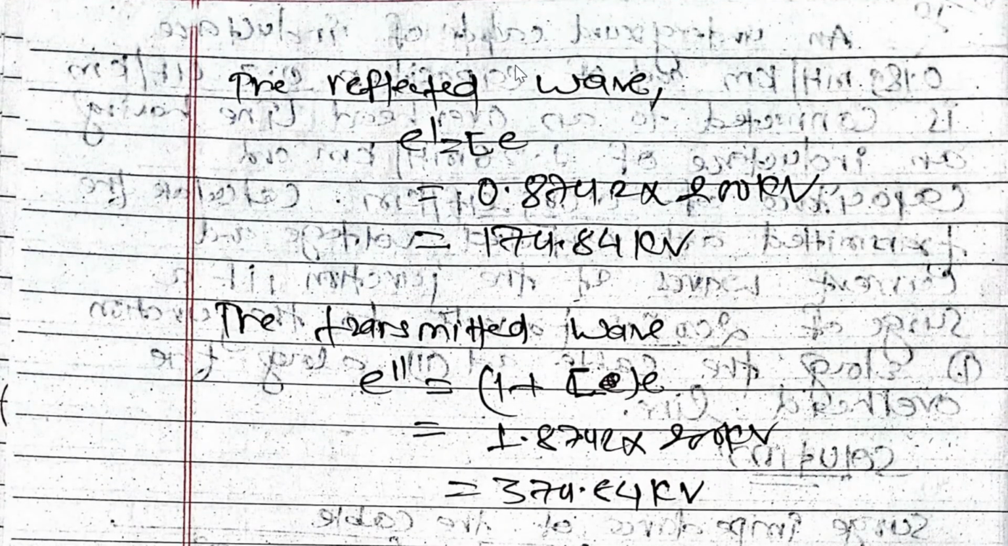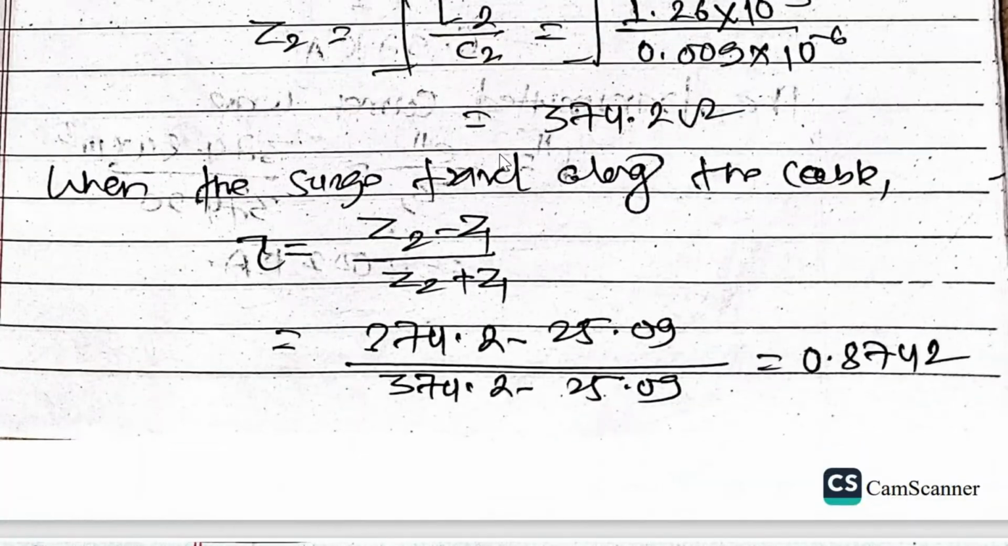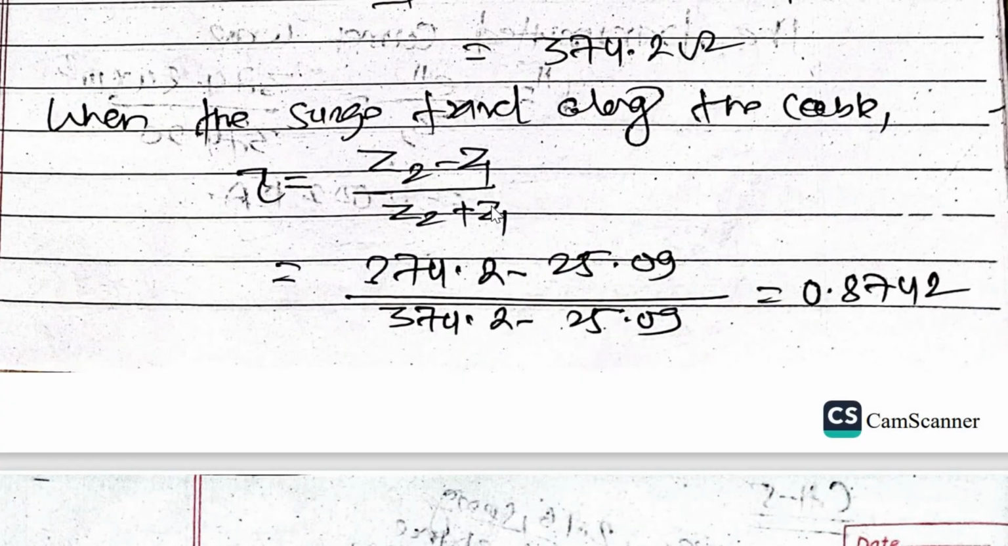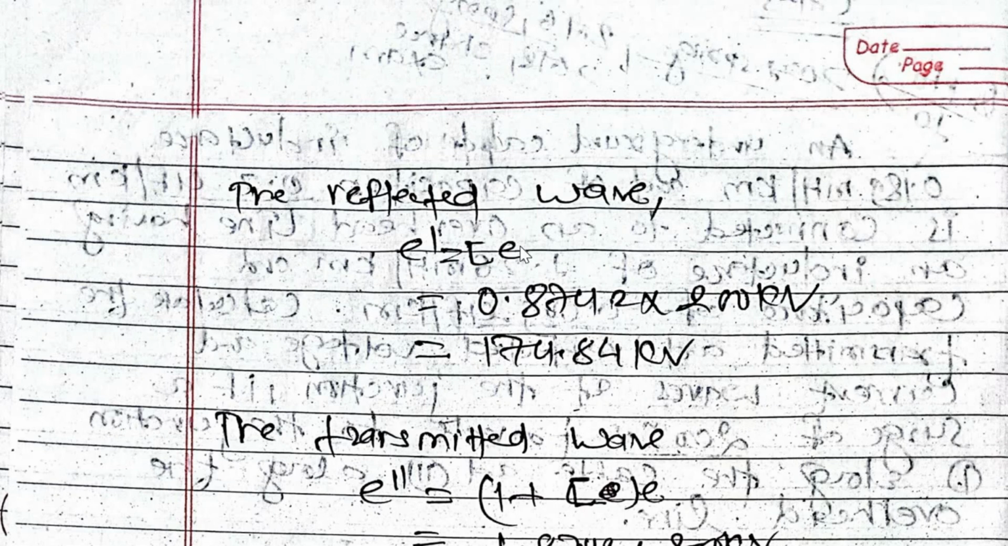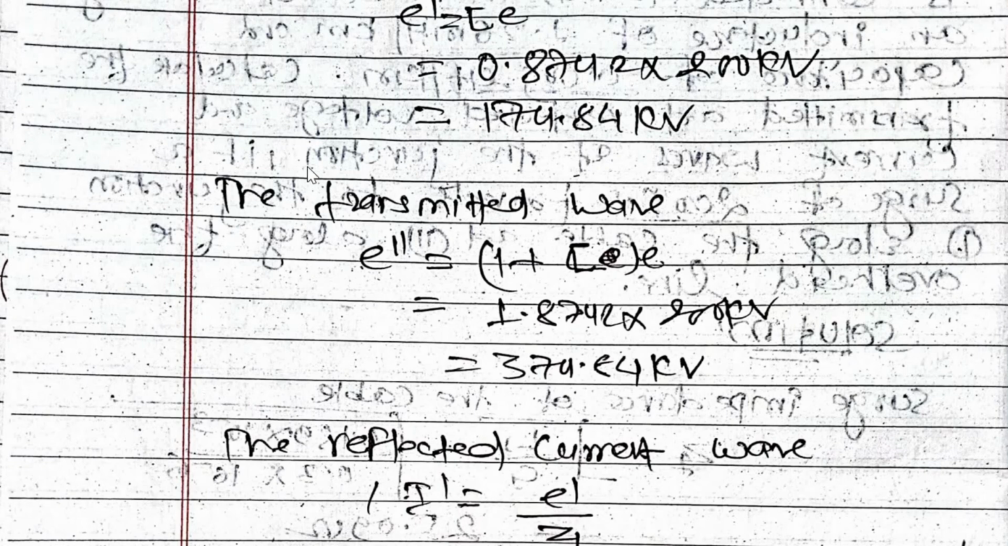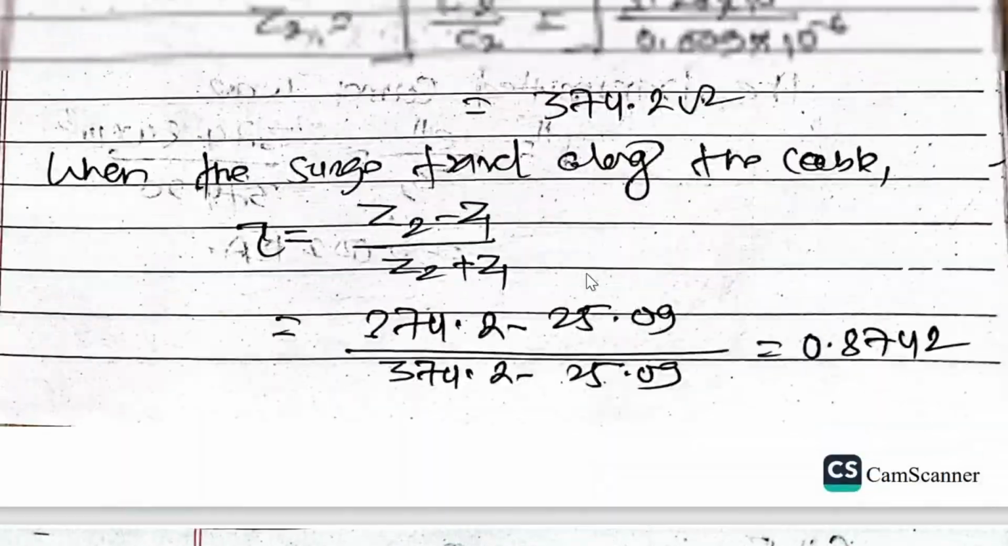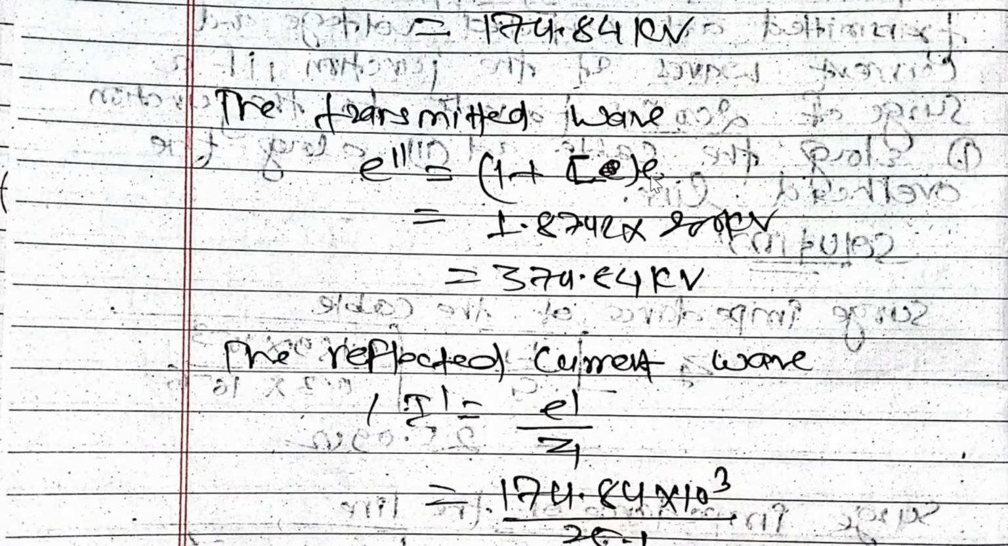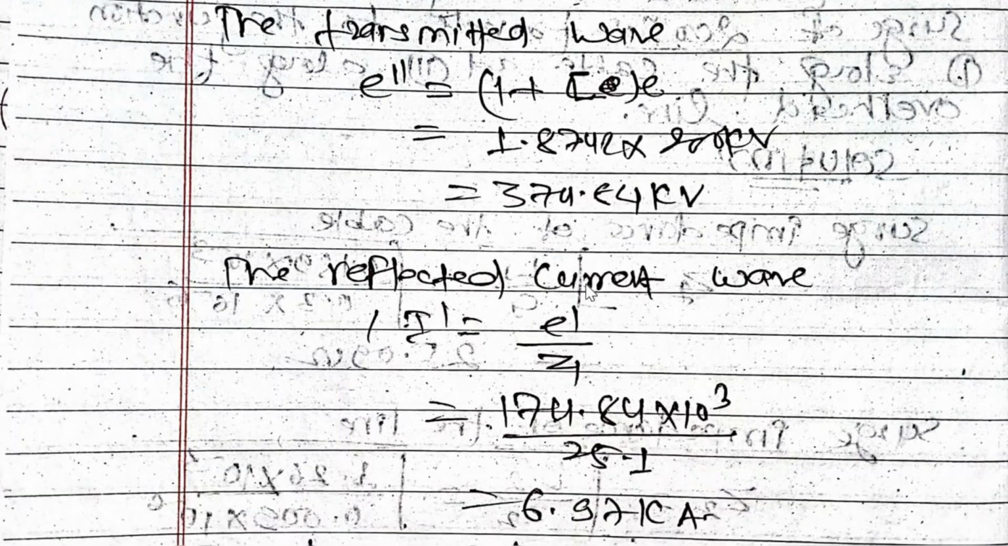Similarly, the reflected wave is the coefficient along the cable into E, this is voltage, that is 0.8742 into 200 kilovolt. And similarly, the transmitted wave is 1 plus the coefficient along the cable, into voltage E, that is 1.8742 into 200 kilovolt, that is 374.84 kilovolt.